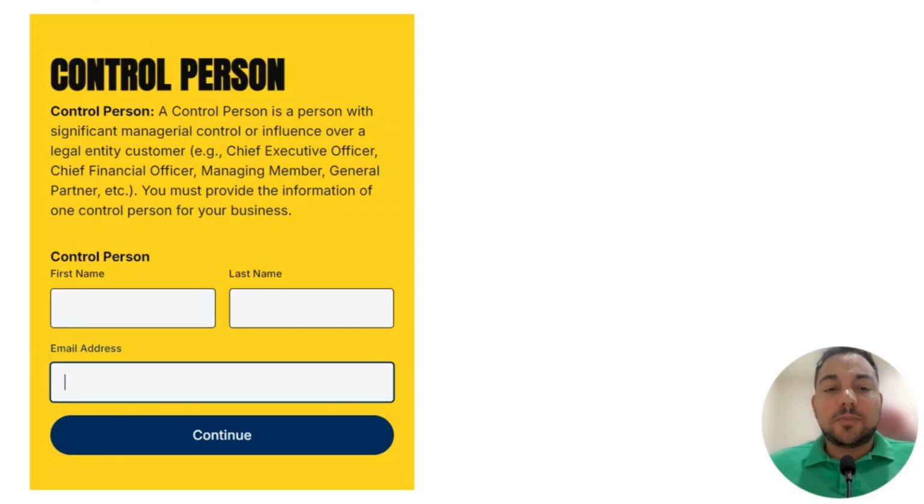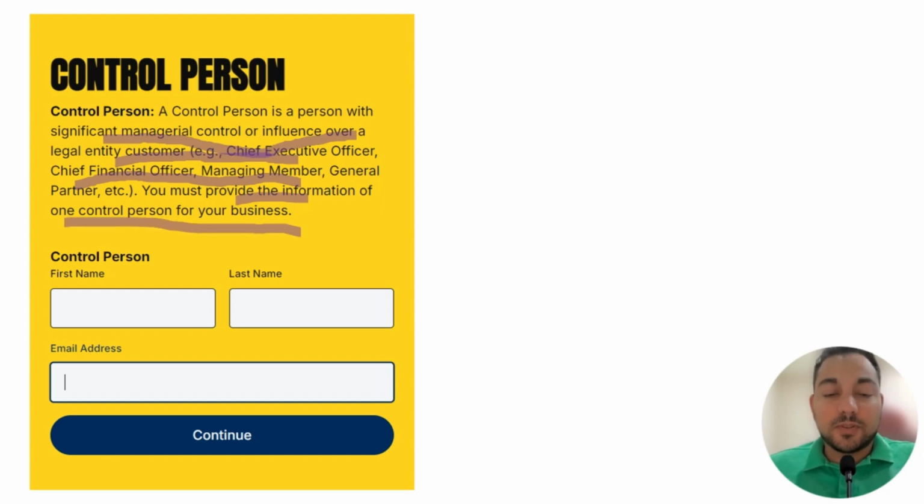Then it asks you, depending on what you choose, it could ask you who is the control person. They define a control person as someone with significant managerial control or influence over a legal entity, such as a CEO, CFO, managing member, general partner. You must provide the information for one control person of your business. So you put the first name of that person, the surname, and the email address.